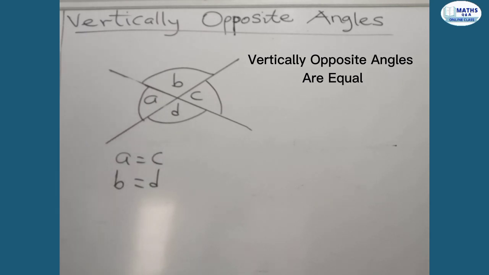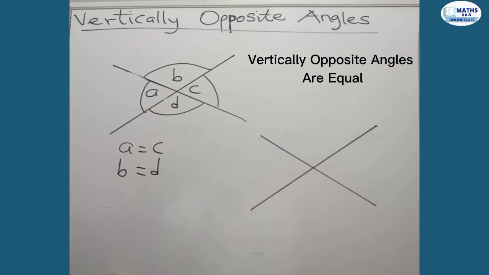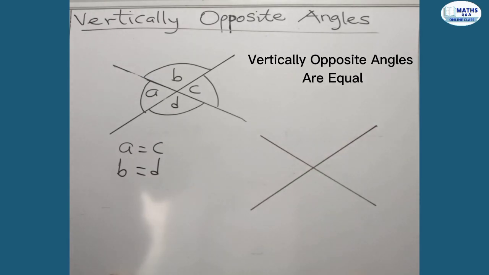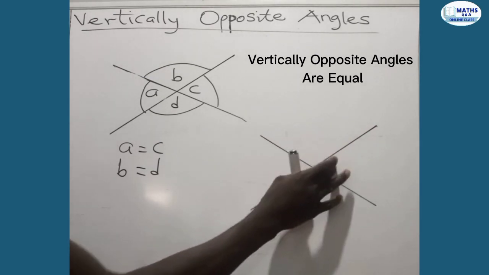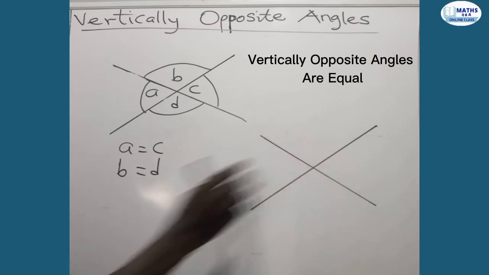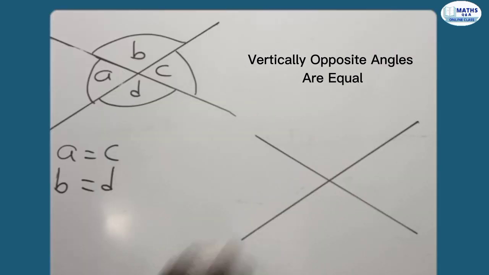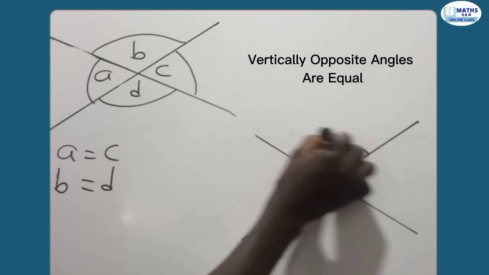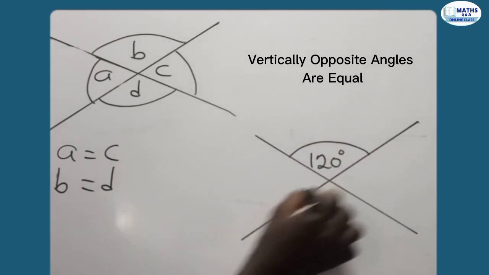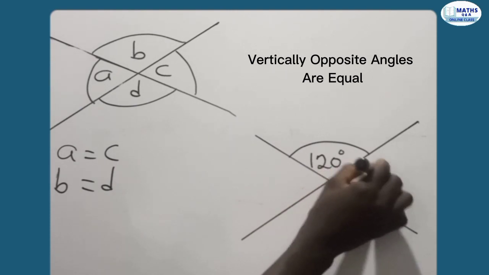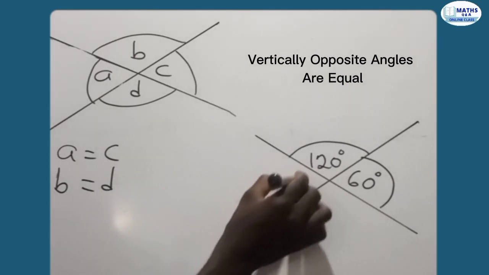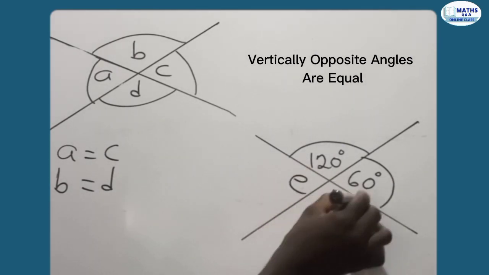Now let me give you another example. Looking at this figure 2, you see that we have two straight lines crossing each other, right? And they are producing four angles here, right? So let's take it as this side is 120 degrees, and then this side is, let's say, 60 degrees, right? Good. And then let me label this side as maybe E and then D.